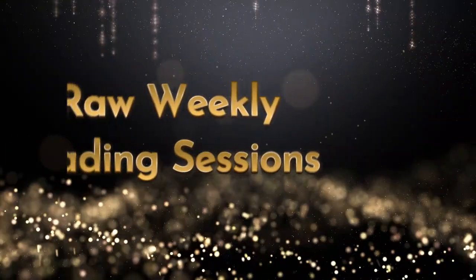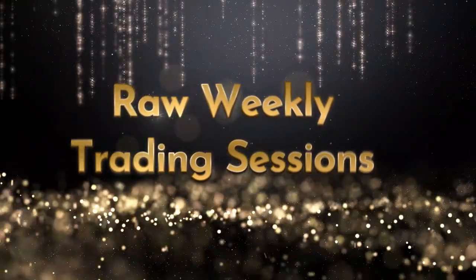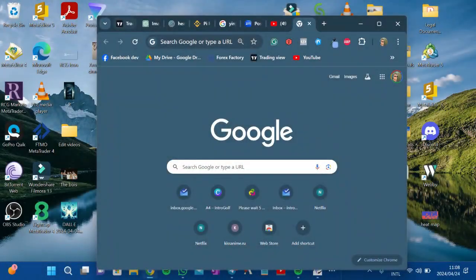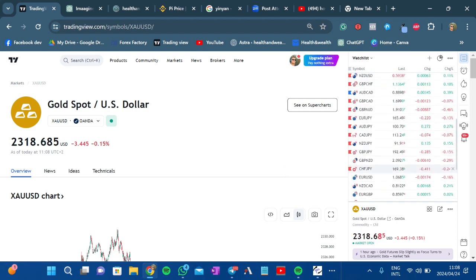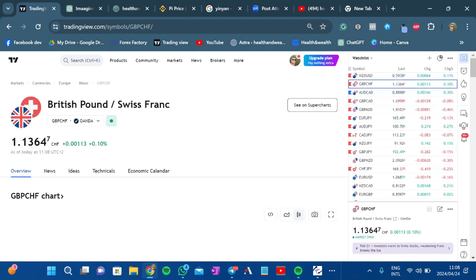Okay, welcome everybody. I just want you guys to have a little bit of a check here on what we're going to be looking for on one of our trades. I want to show you there is a pattern forming that we trade often. So I will show you exactly what it looks like on the pound Swiss franc.